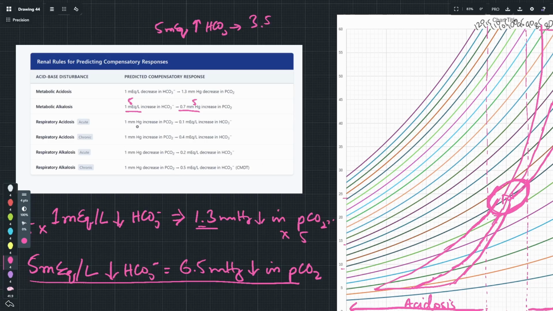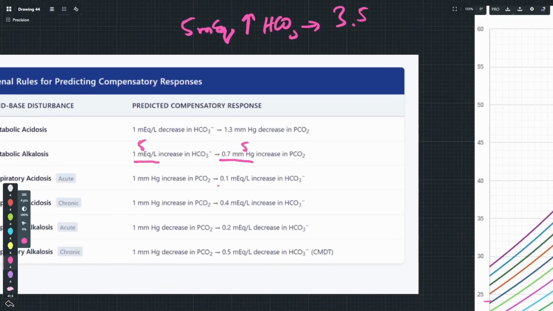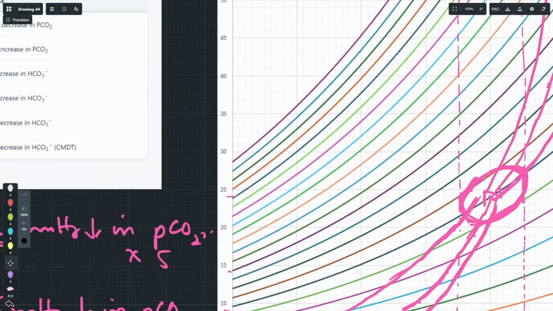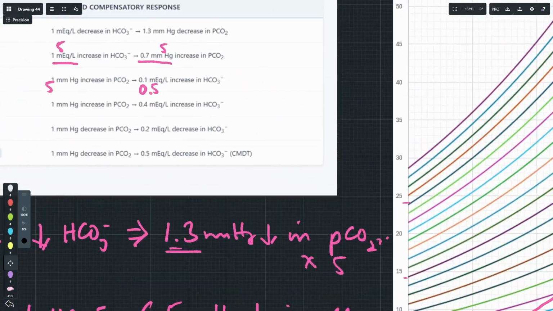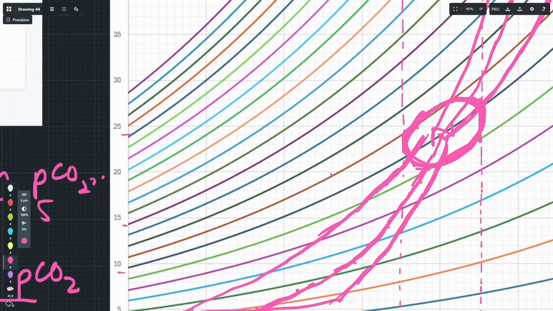So that is 1 mmHg increase in PCO2 means 0.1 milliequivalent rise in HCO3. So actually we can multiply it by 5, so that would become 5 mmHg increase in PCO2 would be equal to 0.5 milliequivalent increase in HCO3. So this is the acute respiratory acidosis. So let's start it from here.